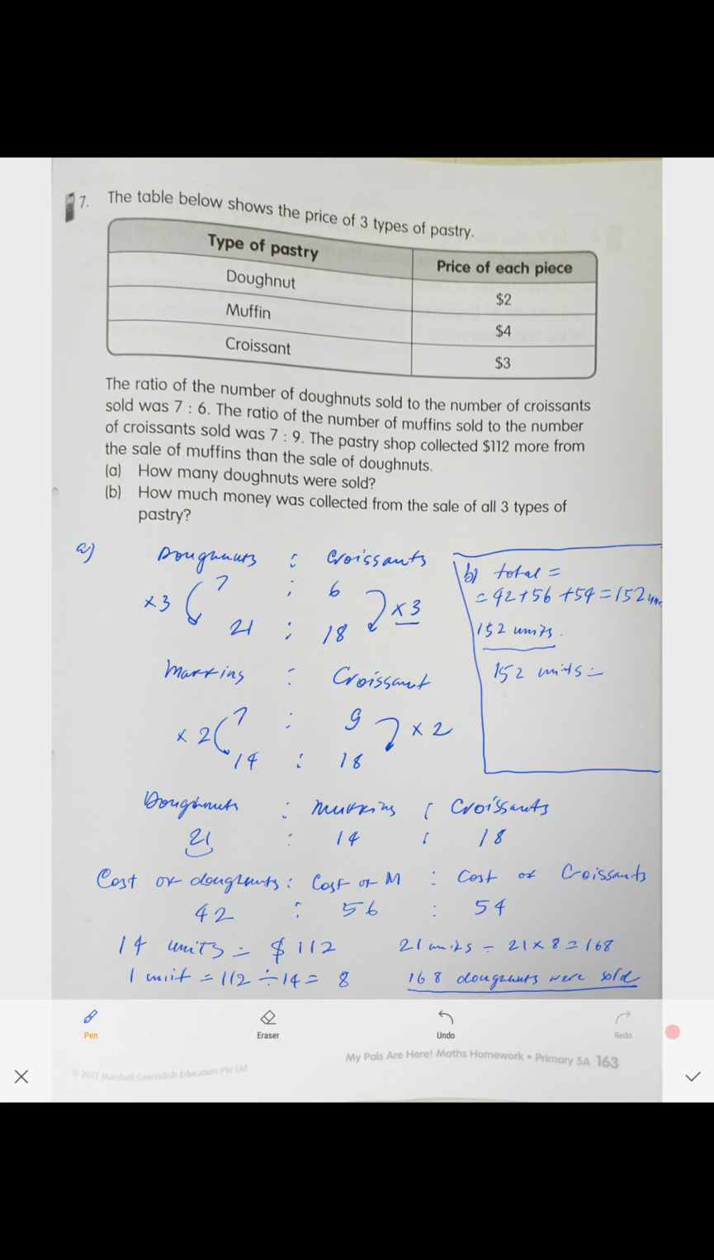We know 1 unit is 8, so 8 times 152 is 1,216. All right, so this is your total money. 1,216 were collected from the sale of 3 types of pastry. No space for me, but you need to write it yourself: $1,216 were collected from the sale of 3 types of pastry. All right, that's it with this problem.